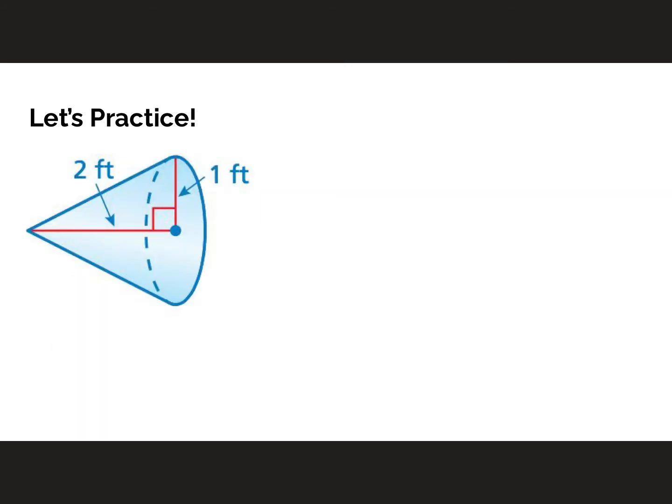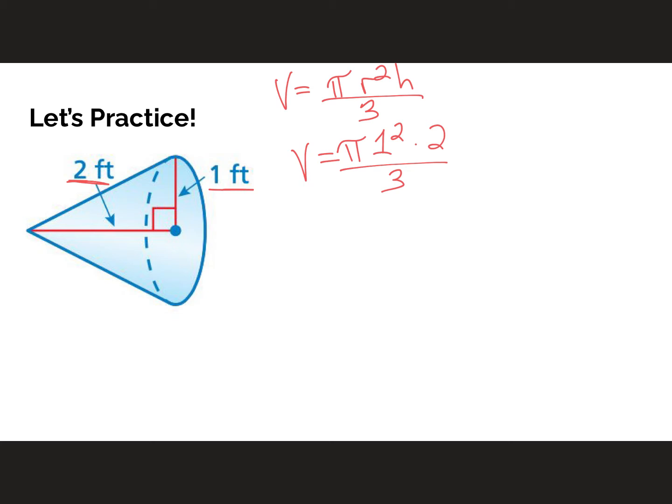So let's look at the next one. Okay, notice this cone is turned on its side. It does not change it. This is still called the height. So again, volume is pi radius squared times h over 3. So here my radius is 1. This time they gave me the radius, not the diameter. So I have the volume equals pi times 1 squared, which we all know is just 1, times 2, all divided by 3. 1 times 2 gives me just 2, so I have 2 pi divided by 3.